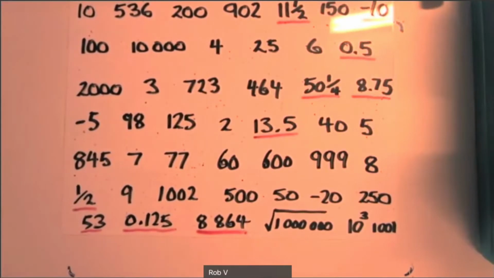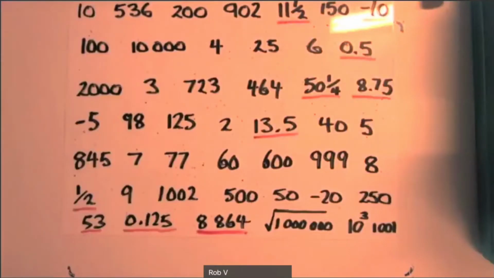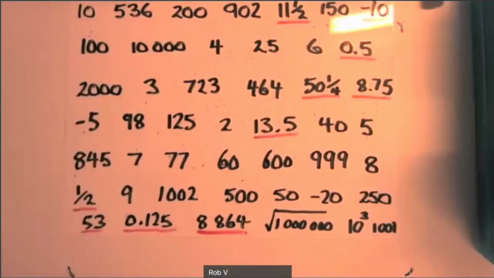What about this one, Rob? You've got a million square root of it. No, 100,000. Was it 100,000? Sorry, 100,000 divided by 100. Oh, square root of it is a million. Yeah, so it is a million. So there it is there. Yeah, so the square root of a million divided by 10 cubed.